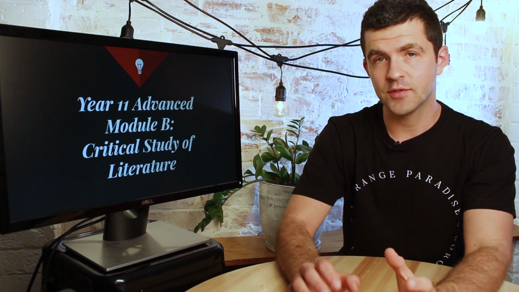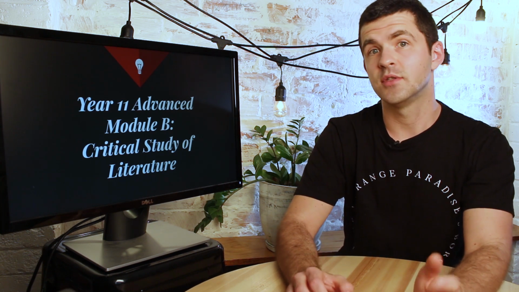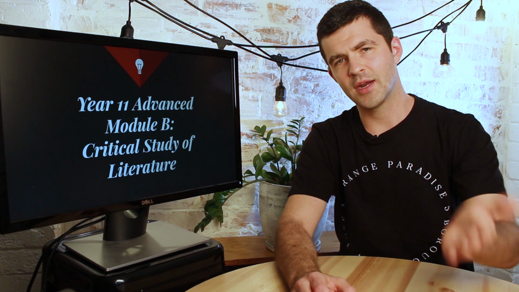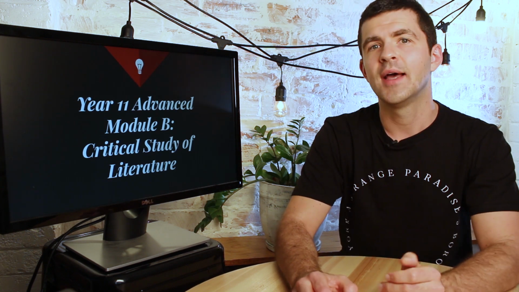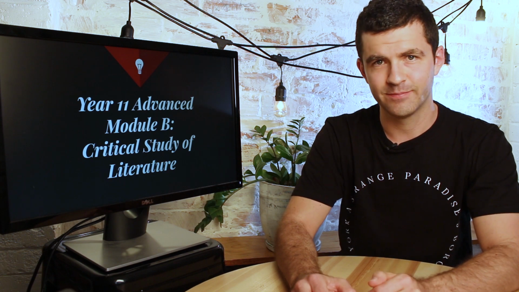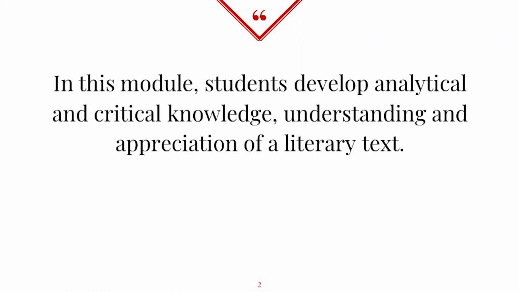So the best way to understand how the module works is to dive into the rubric. So let's go through the rubric and unpack exactly what it means. Grab a copy of the rubric if you don't have it already, and take some notes on it as we go. Here we go. In this module, students develop analytical and critical knowledge, understanding and appreciation of a literary text.